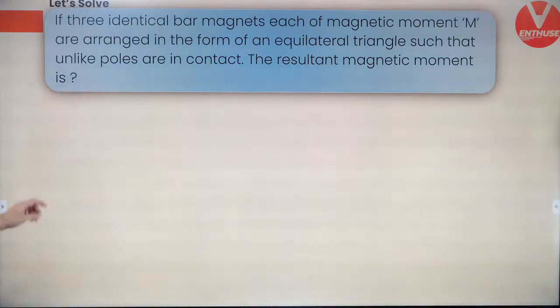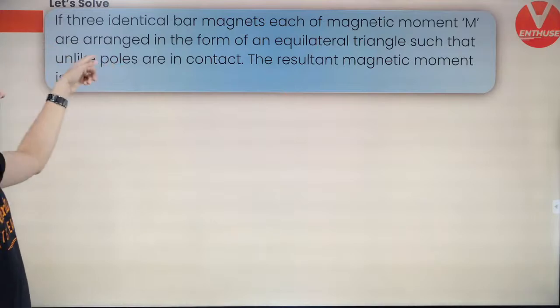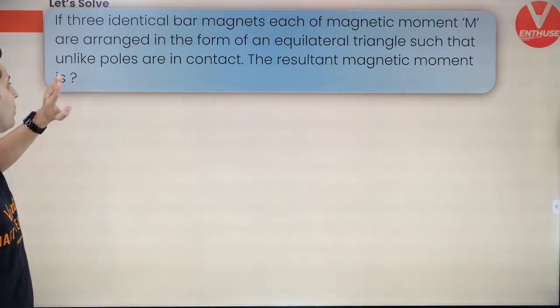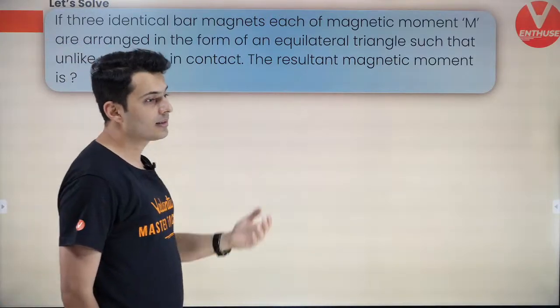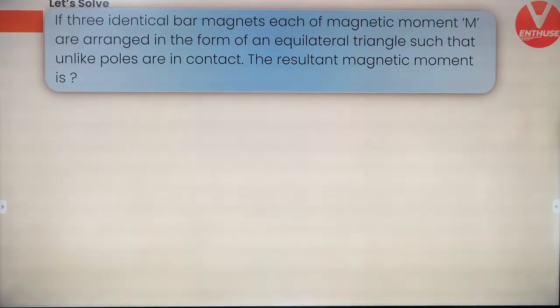Let's get going. Now, let's see if we can solve this problem. Read this problem. 3 identical bar magnets, each of magnetic moment M, are arranged in the form of an equilateral triangle. Draw it. Unless and until you draw it, you will not get it. Such that unlike poles are in contact, the resultant magnetic moment is, come on, think about it.